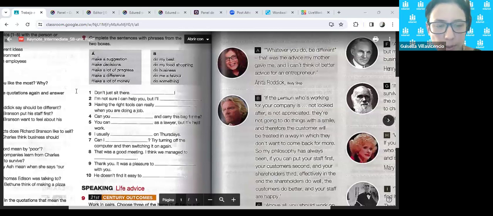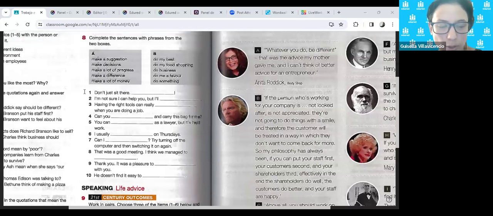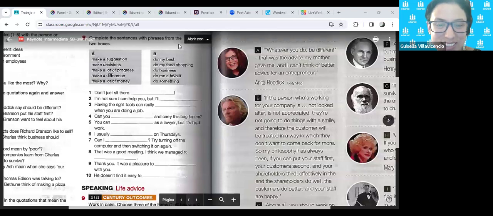Number one, the answer is do something, right? Do something. Number two, the answer is I'm not sure I can help you, but I'll do my best. Yes, Julie. And number three, the answer is having the right tools can really, when you're doing a job. What's the answer in number three? Make a lot of progress? Yes, but make a difference. Yes, make a difference is the answer.